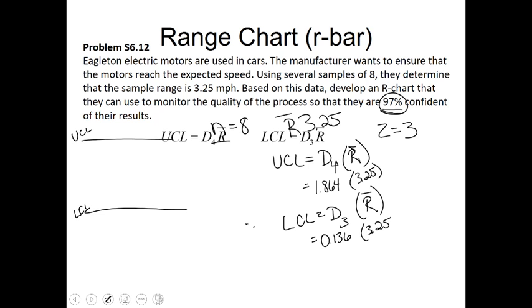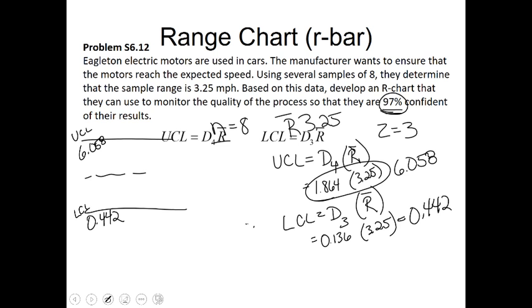I'm just going to multiply these together, and I'll come up with 6.058. Down here, multiply these two together, I'm going to come up with 0.442. So now my upper control limit is 6.058. My lower control limit is 0.442. My mean range is 3.25. And again, as I like to say, we're off to the races.